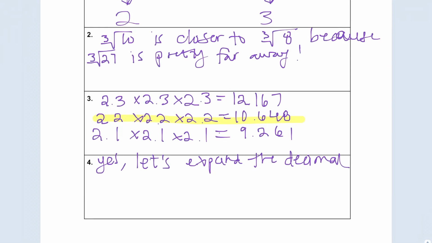Okay, so you'll notice that 2.2 is actually over 10. So we probably need to start at 2.1 and expand the decimal going that way. So let's try 2.16 and cube that. So 2.16 times 2.16 times another 2.16, and this is approximately 10.078. Pretty close.